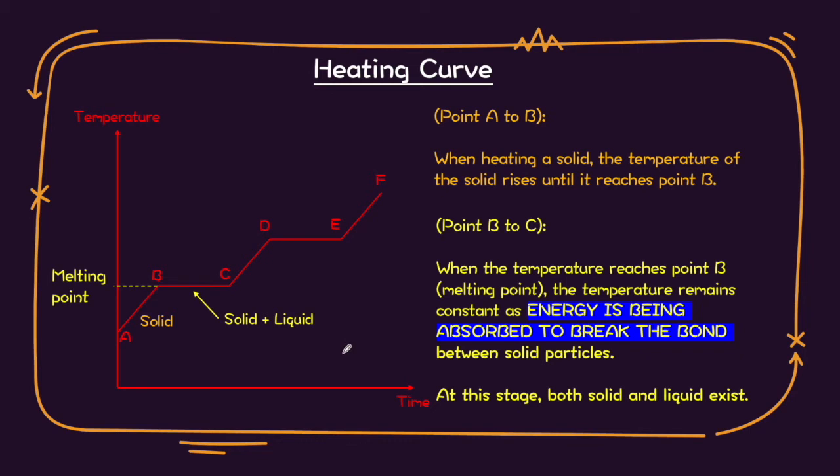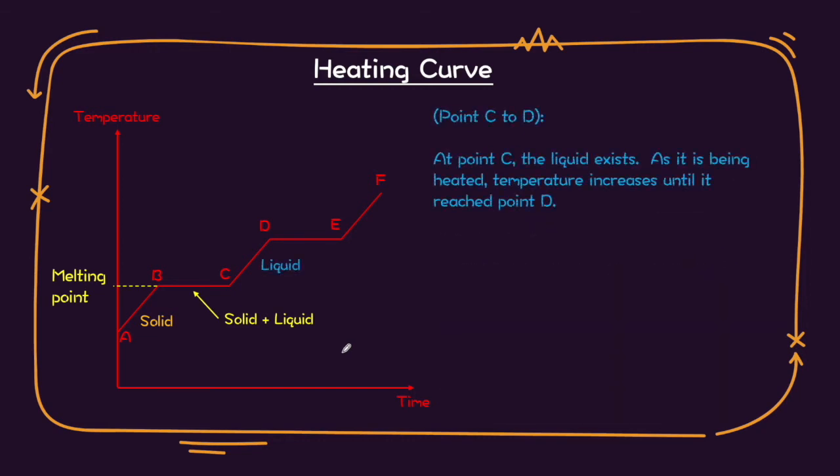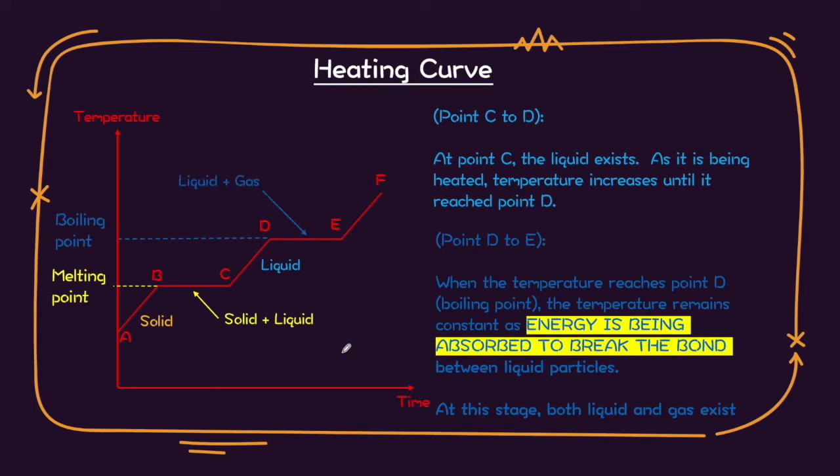So at this stage, from B to C, all of your solid is slowly becoming liquid. So this is a mixture of solid and liquid. Until point C, basically all of your solid has already transformed to become liquid. At this stage, your liquid will absorb energy again, and you will see the increase in temperature. As your liquid is being heated, it vibrates stronger and stronger until it reaches point D. At D, they have sufficient energy to break the bond again.